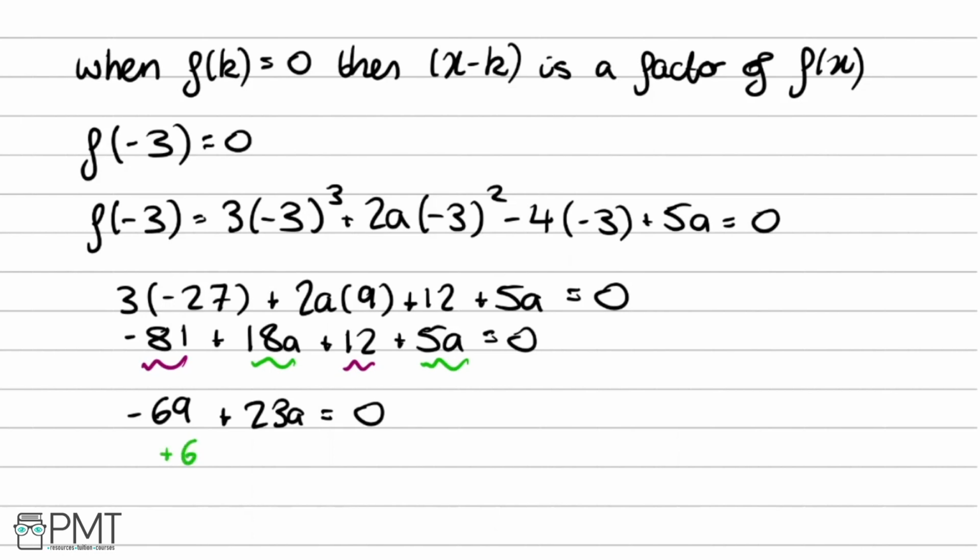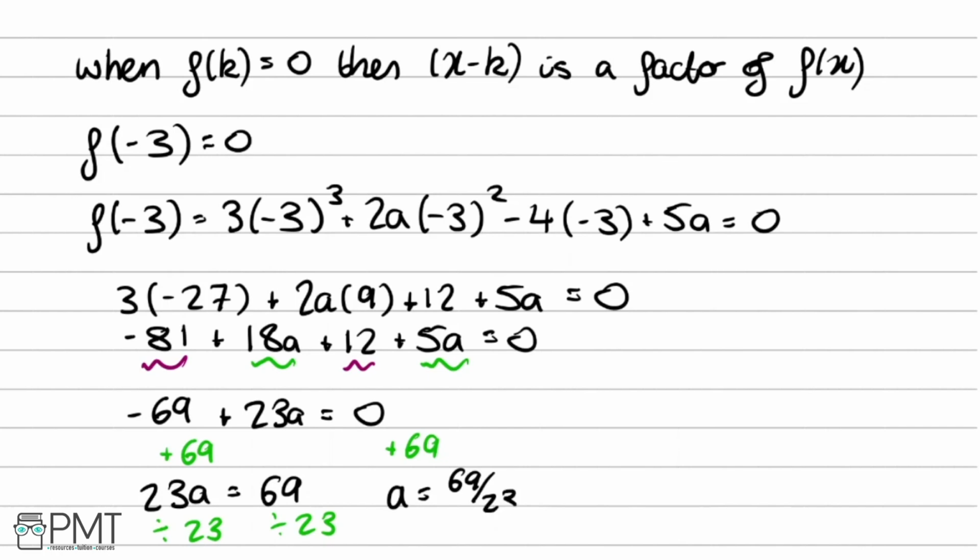If we add 69 to both sides of the equation, we get 23a equals 69. If we then divide both sides of the equation by 23, we get that a equals 69 divided by 23, which simplifies down to just be 3. So therefore, our answer is that a equals 3.